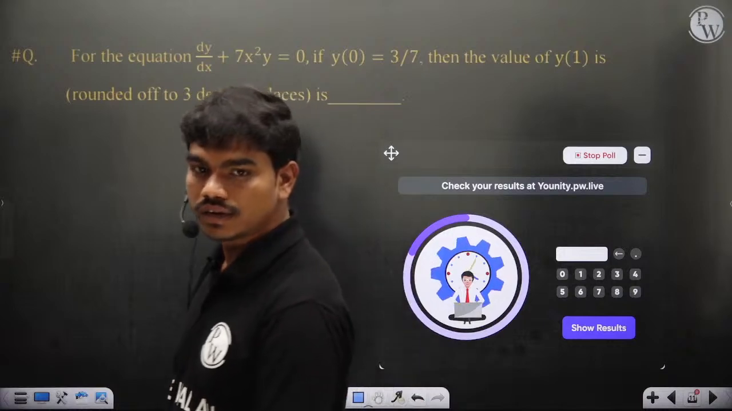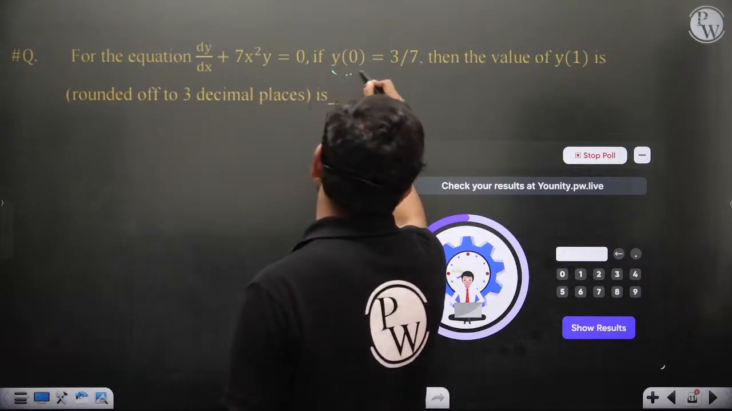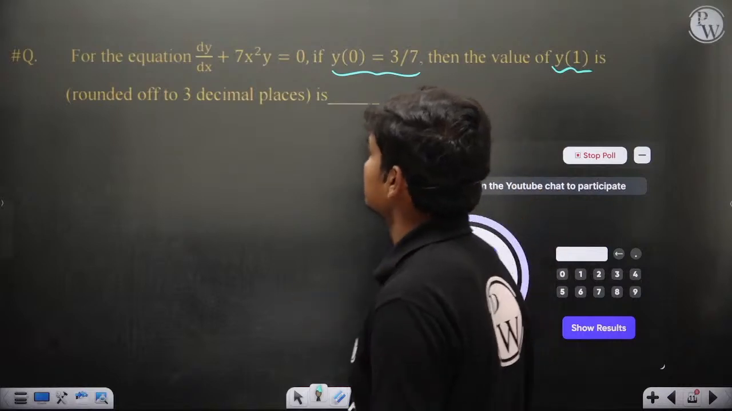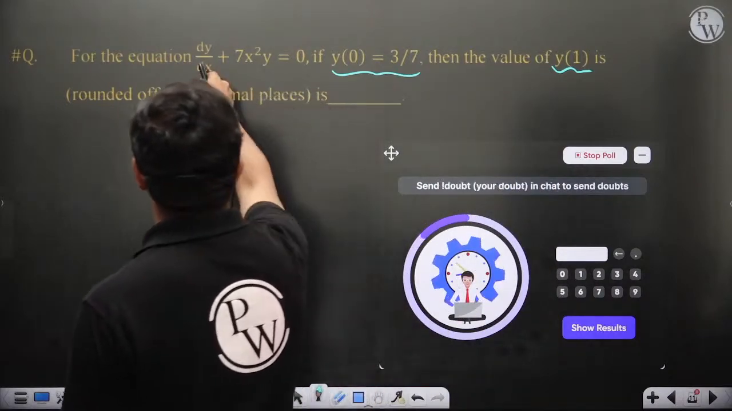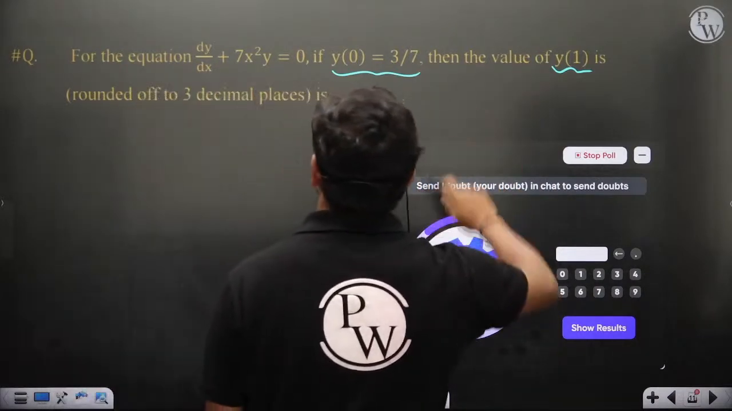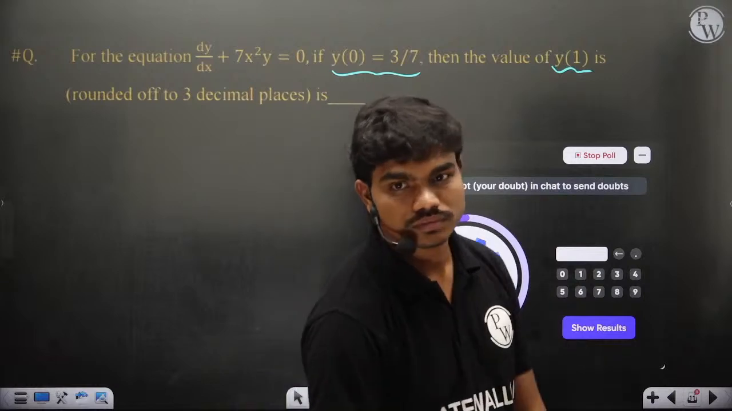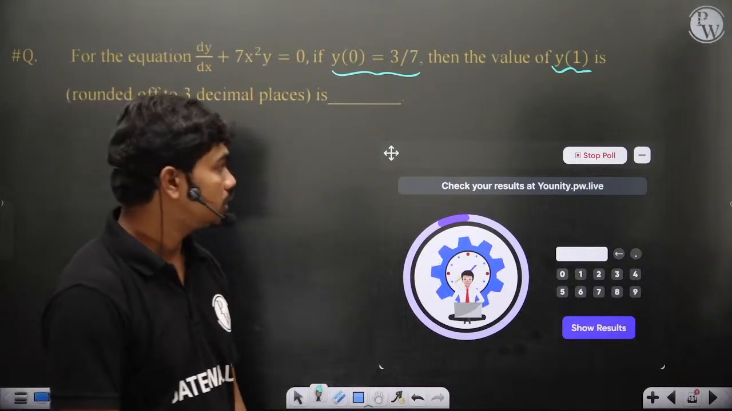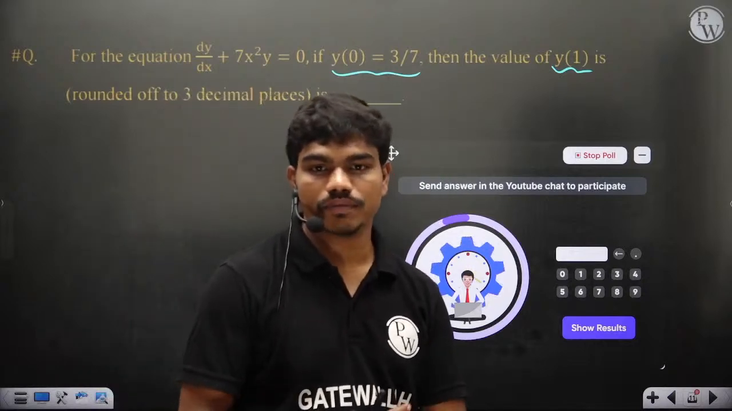Three by 7, but y of 0 is already 3 by 7. So y of 1 is also 3 by 7? I don't think so, because dy by dx is non-zero at x equal to 1, right? Dy by dx is not 0, correct? So the time is going up fast.